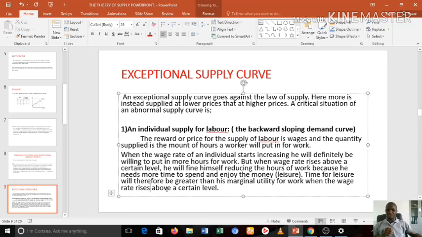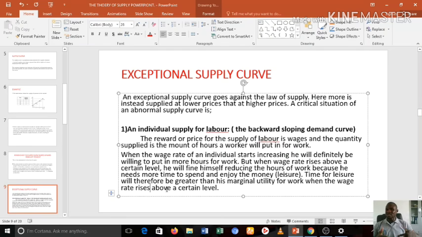It becomes exceptional. If you increase a worker's wage above a certain level, make it too high, that worker is going to earn too much, and he or she is not going to have time for work anymore, but will be looking for more time to spend the money. Because she earns too much, she needs more time for leisure instead of work. You're already making too much money.